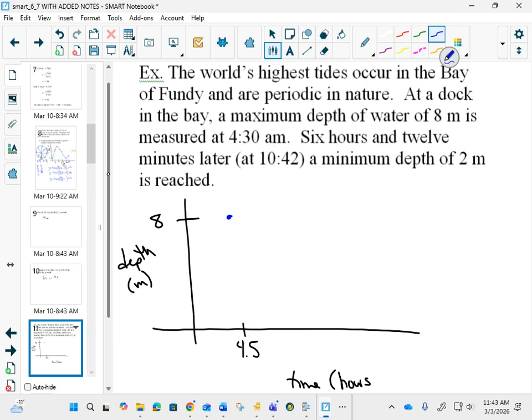And as a good real life example, I'm not using nice numbers. Six hours and 12 minutes later, at 10:42, it hits the minimum. So I'm going to make a mark along here. If this is 4.5, 10 will be about here. How would I write 10:42 as a decimal? If 4:30 is 4.5, 10:42 will be 10 point. How would you figure that out?